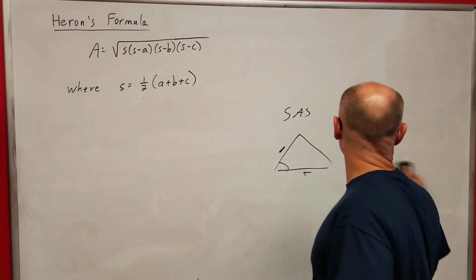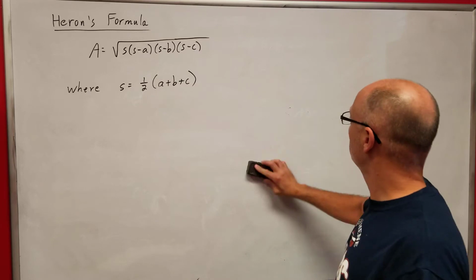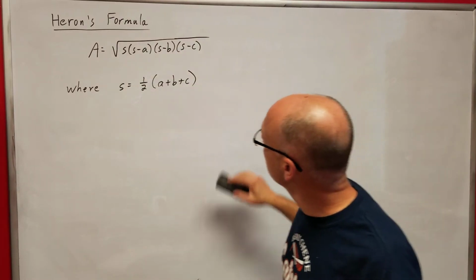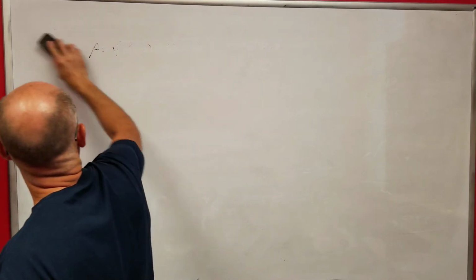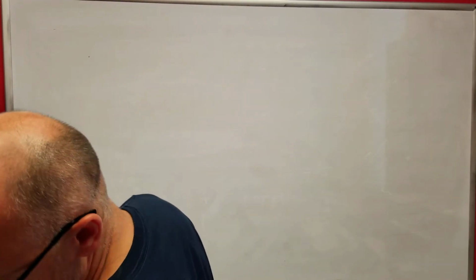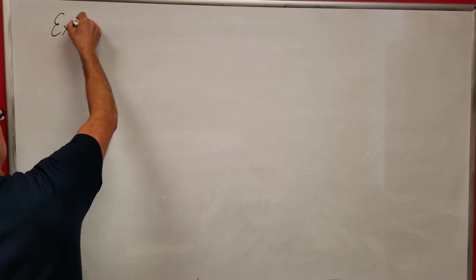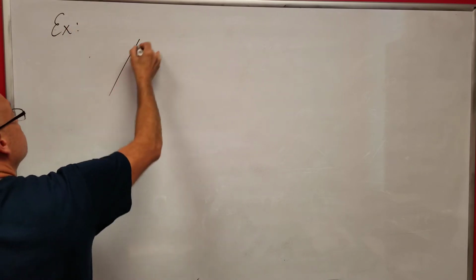All right, so how do you do this? Well, what you usually do is you find S first here, and then you sub it into this formula. All right, let's take a look at our example where it tells me to, for the given triangle, find the area. Round your answer to the nearest square foot.